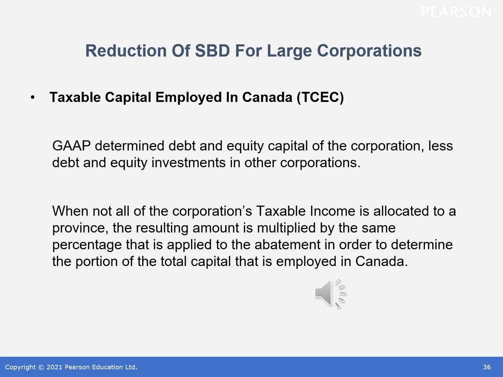In order to determine the TCEC, the taxable capital employed in Canada, it's the GAAP-determined debt and equity capital of the corporation. Take away any debt and equity investments in other corporations. When not all of the corporation's taxable income is allocated to a province, the resulting amount is then applied by that same percentage that's applied to the abatement in order to determine the portion of the total capital that's employed in Canada. An example: if 80% of their income is allocated across the provinces and 20% is foreign, 80% of the total taxable capital would then be applied for the formula.